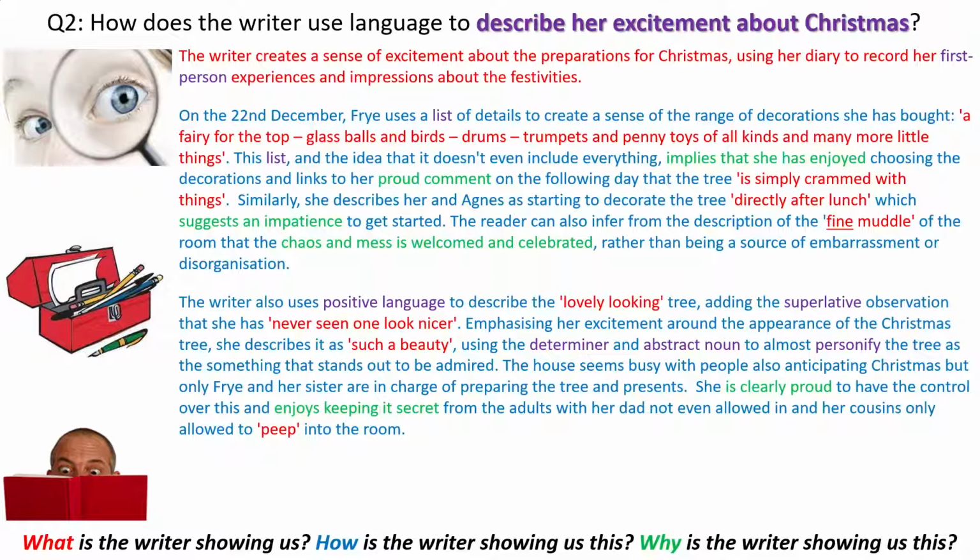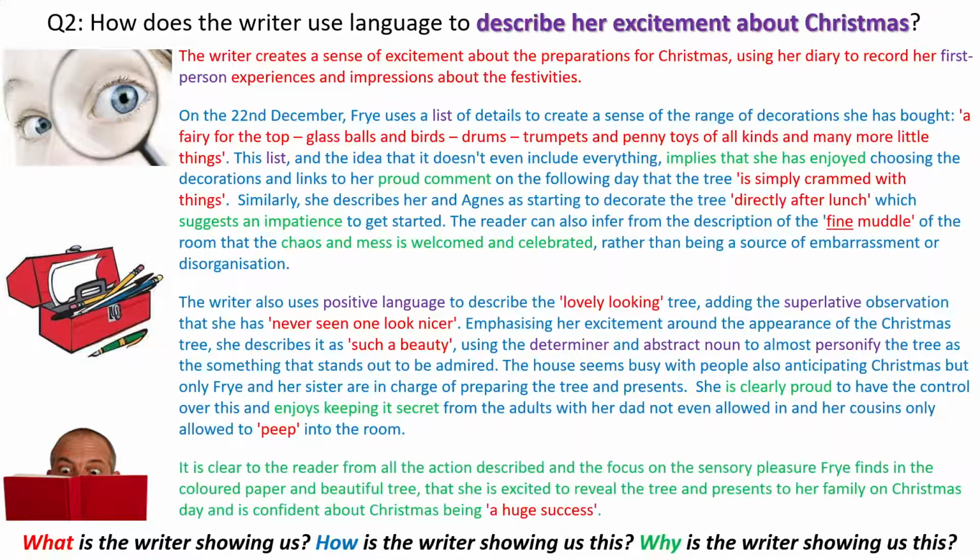So again, we've got the red, the quotations, we've got the blue with the how the writer's showing us this, the green, why is the writer showing us this, and then in purple, I've actually used a lot more sophisticated terminology there. We've got the determiner, abstract noun, personify, superlative. That's to challenge those of you who are lucky enough to be able to quickly pick up this kind of terminology and vocabulary. But if you're not, don't worry, because you'll see I've also used positive language, and that's just as powerful as being able to spot a superlative. So don't be intimidated by that. I'm trying to show all of you how you can answer this question and include some terminology.